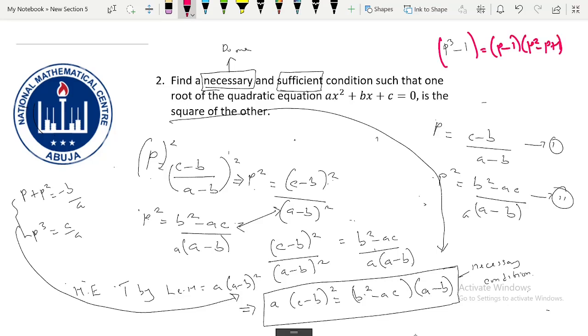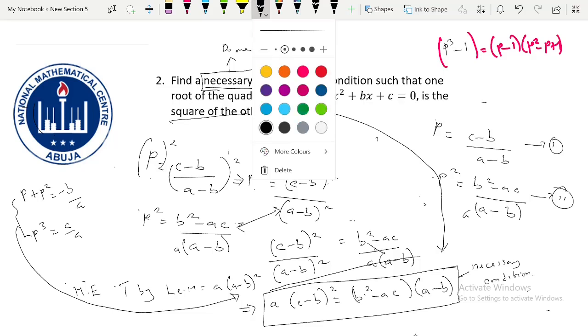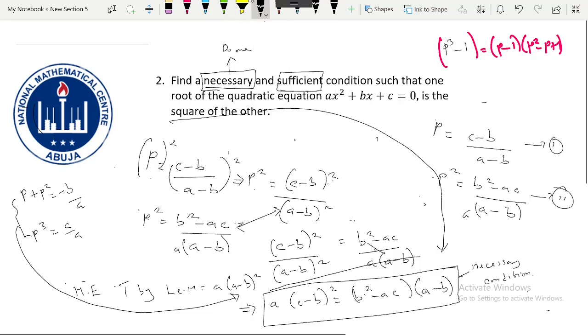So this is a condition, and this is the necessary condition. So this is one part of the problem. If you do this properly, you should get like 3 points. So here comes the second part, proving that this condition is sufficient. So let's write this condition somewhere at the top so we don't forget it.